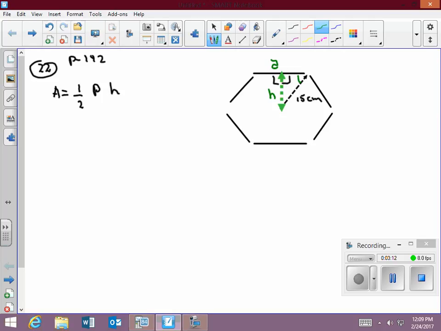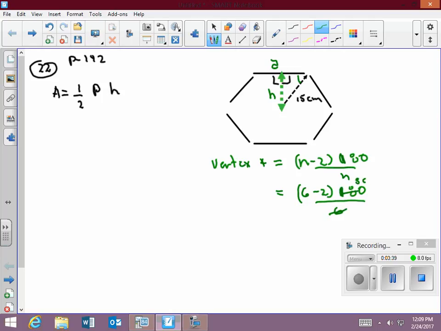Okay. So the vertex angle is (n minus 2) times 180 all over n. So this is a six-sided figure. 180 over 6, so that's 30. And then you have times 4. That's 120 degrees.